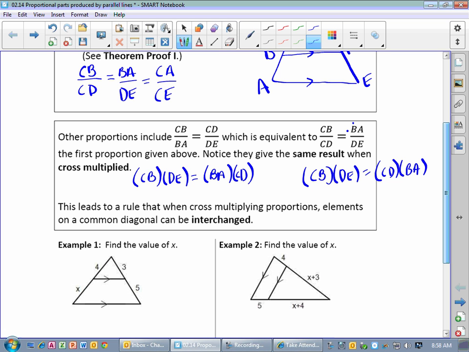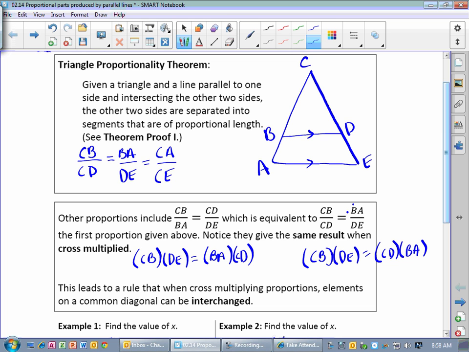In fact, anything on the same diagonal where we cross multiply, we can interchange them. So we can switch the DE and the CA, and we would have the ratio of BA to CA equals the ratio of DE to CE. There's actually a whole lot of different ways to write these proportions that are all equivalent. Some of you have been catching on to that when you're doing proportion problems. You've been interchanging stuff and you get the same answer. It's because as long as you are interchanging things on a common diagonal, like DE and CA, you're good to go.